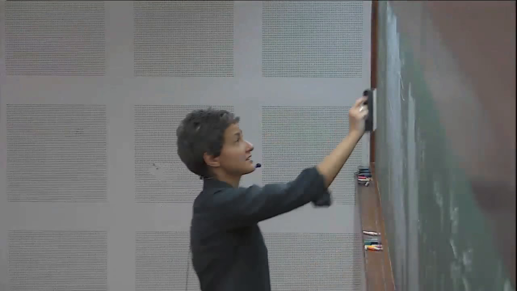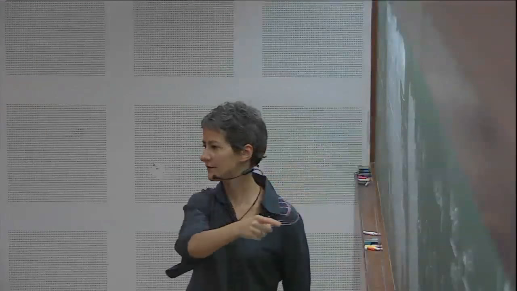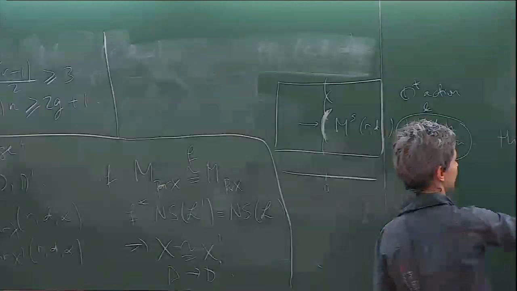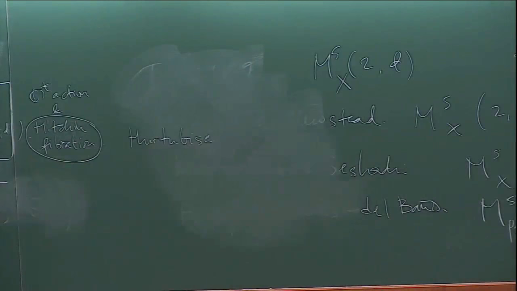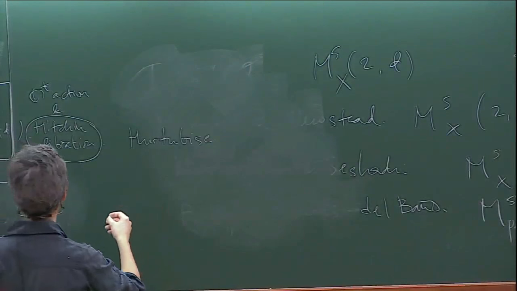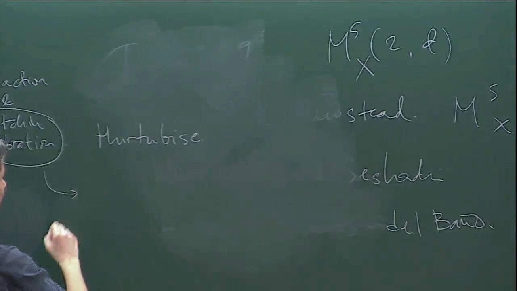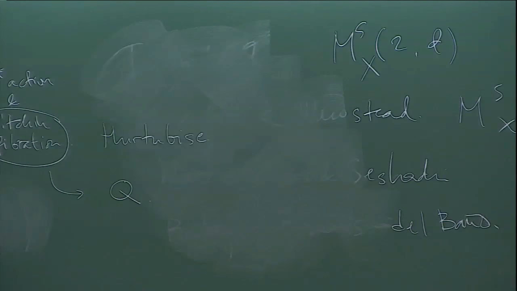So if the ingredients here were the C star action and the Hitchin fibration, it will be the same again. But we are going to use a theorem by Hurtubise, a theorem by Jacques, that gives us a kind of characterization of the integrable system provided by the Higgs bundles. So there will be a surface solving the problem.